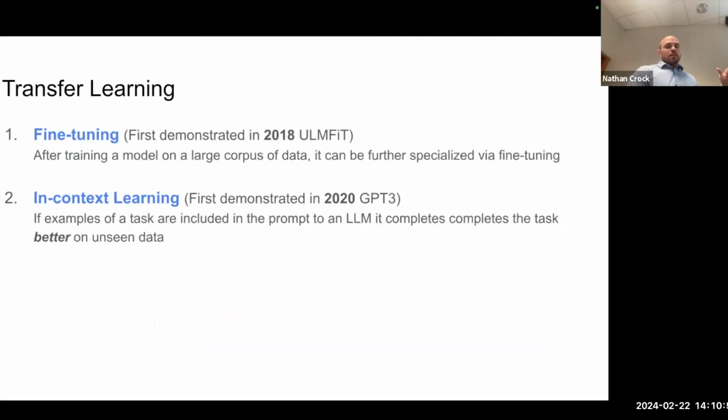So what happened after that is people observed this thing called in-context learning. So what happens in context learning is, oh, actually, let me just show you.